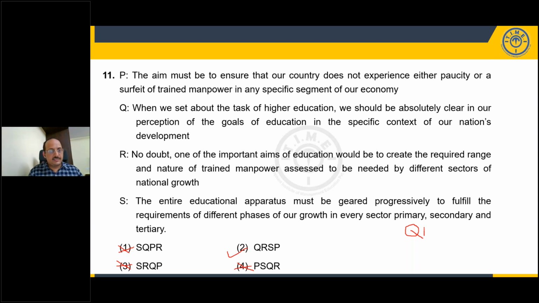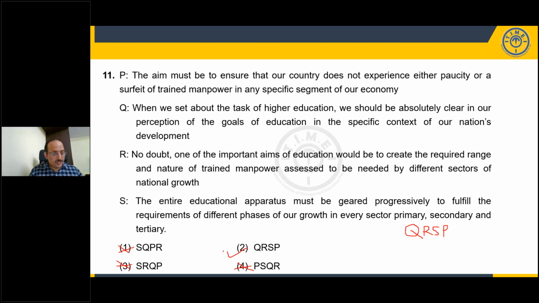QRSP. So I'll start with saying that when you go about the task of higher education, we should be clear in our perception of goals. So no doubt one of the important aims would be to create the required range of people needed by different sectors. Okay. So we need to then fulfill the requirements in every sector, and there should not be a paucity or an excess. So option number 2.